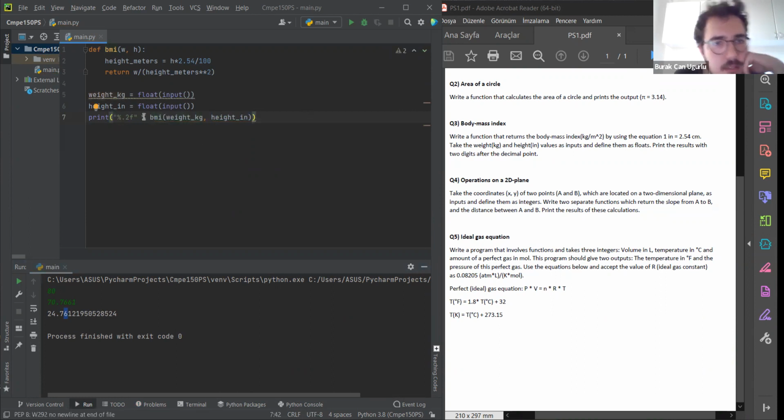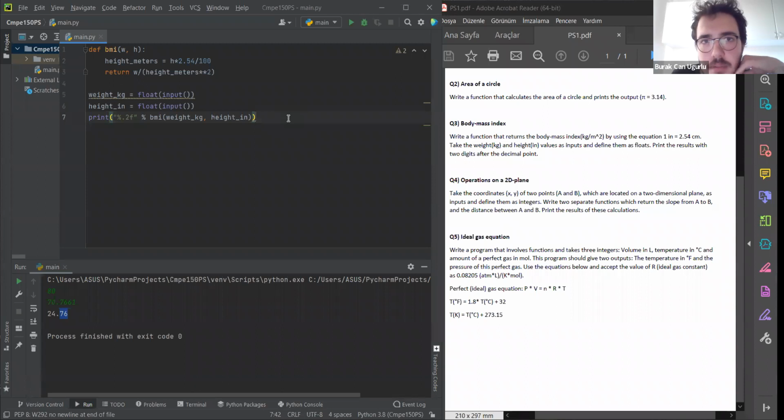And this operator, the operator with percentage signs, reduces the digit number after the decimal point to 2. So let us run this function again and give the same inputs. As you can see, we now have 24.76, and there are 2 digits after the decimal point, so it is a successful operation here.